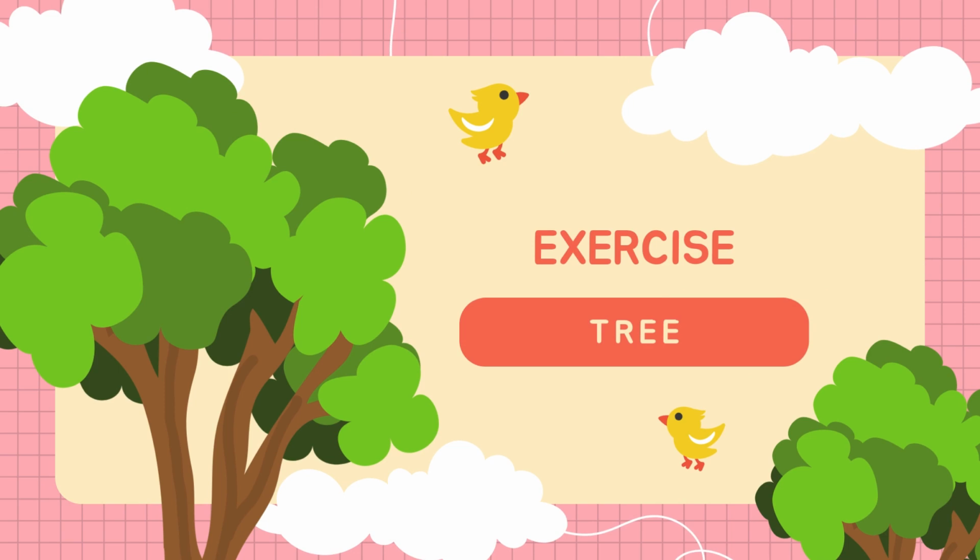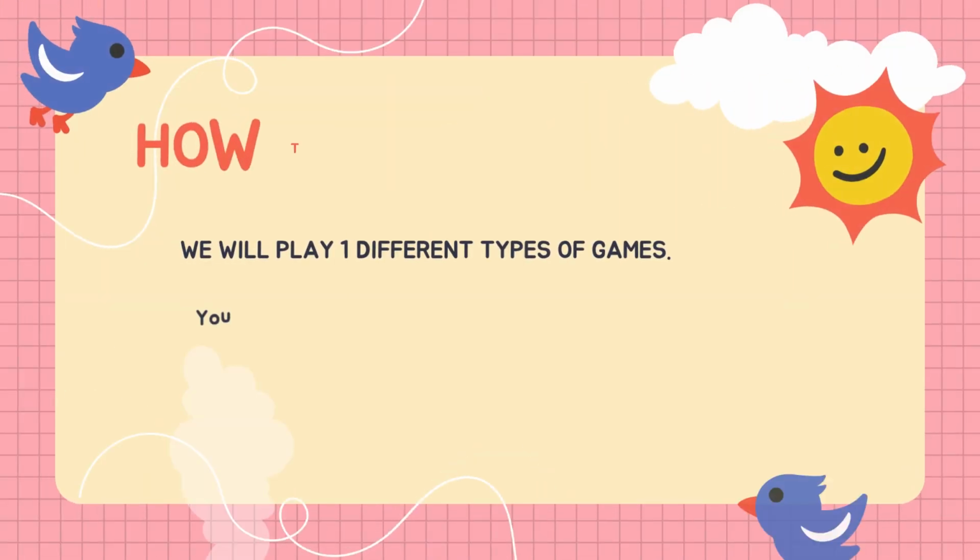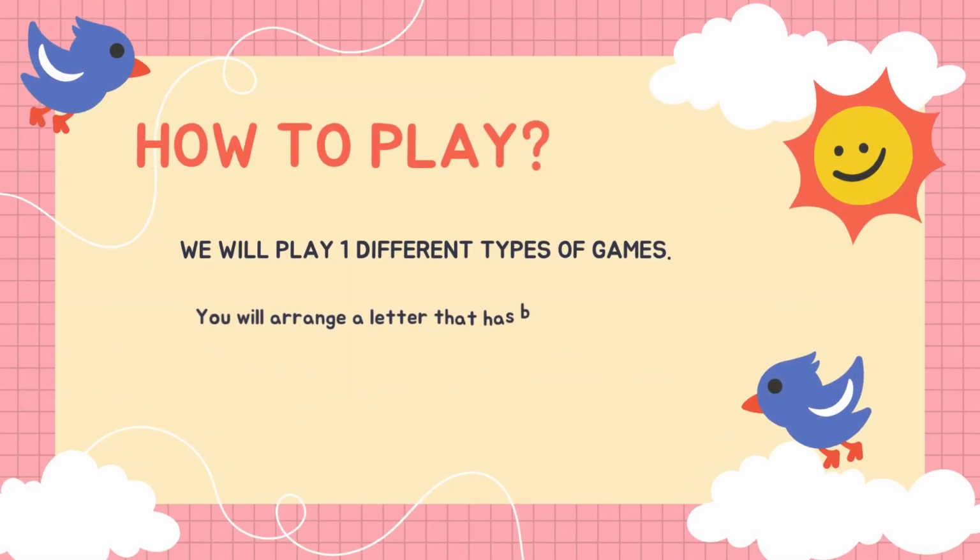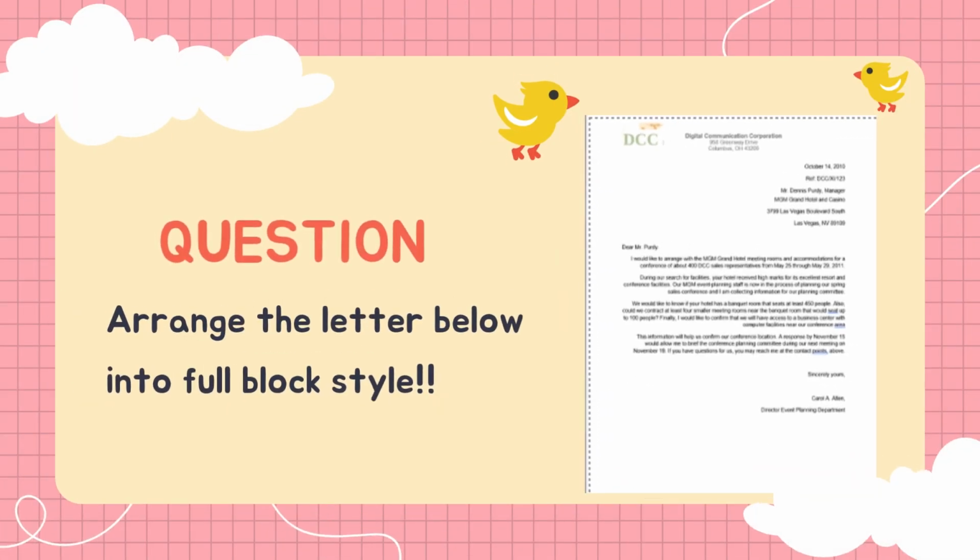Exercise 3. How to play? We will play one different type of game. You will arrange a letter that has been shuffled around and make it into a proper form. Question: arrange the letter below into full block style.